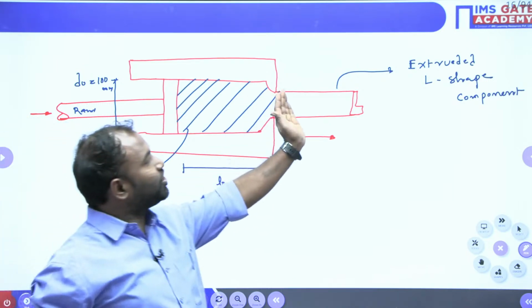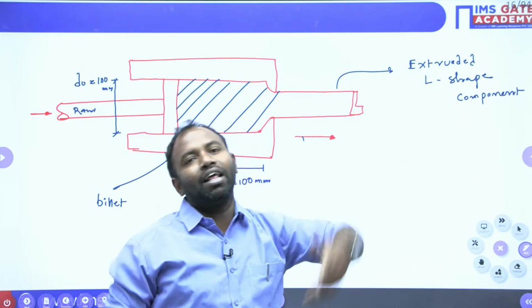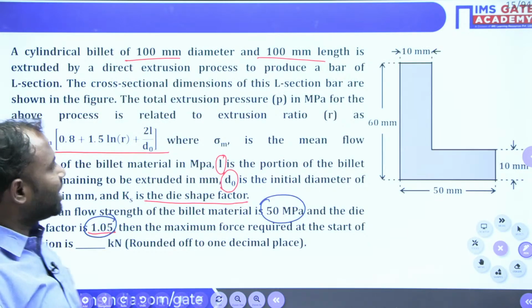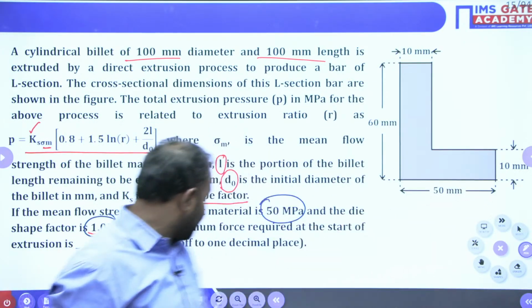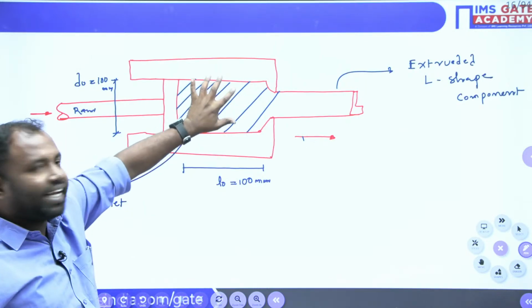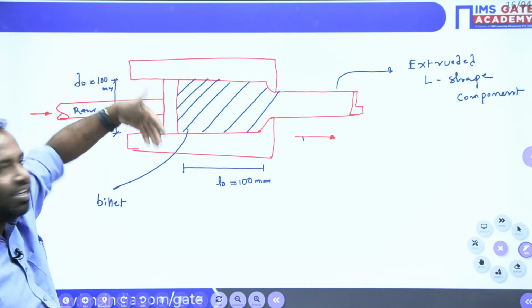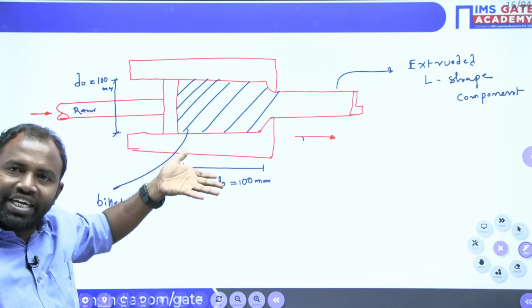Now, the shape that is going to be produced through the extrusion process comes under the final cross section area. So, what is the component that is produced here? An L-shaped component. This cross section area is the final cross section area. The billet cross section area is the initial cross section area. What is the billet cross section area? It is a cylindrical shape, na. That is why pi by 4 d naught square is the initial cross section area.